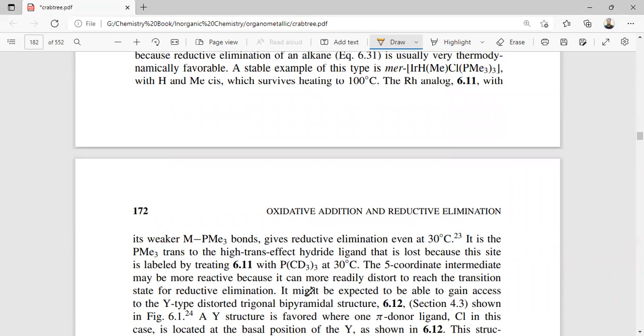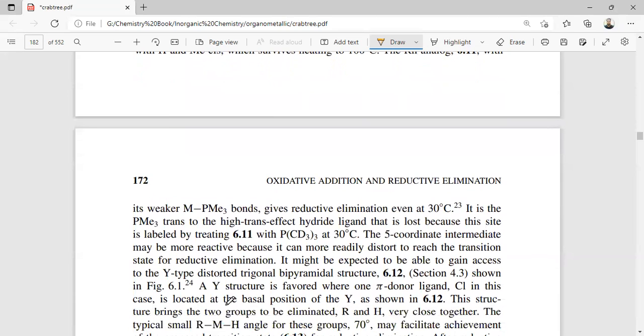The 5-coordinate species may be more reactive because it is more readily distorted to the transition state for reductive elimination. So it might be expected to reach the transition state readily. It might be expected to gain access to a Y-type distorted trigonal bipyramidal structure.